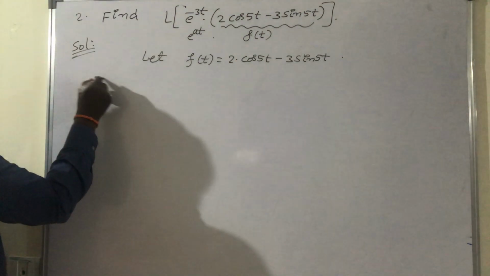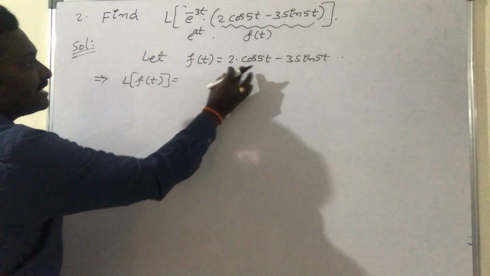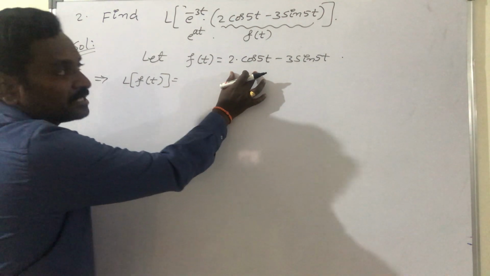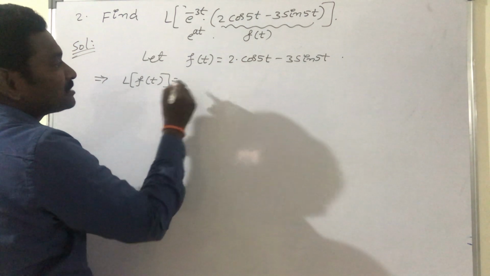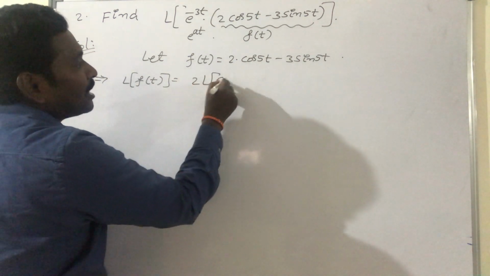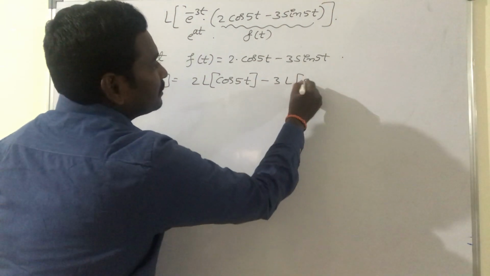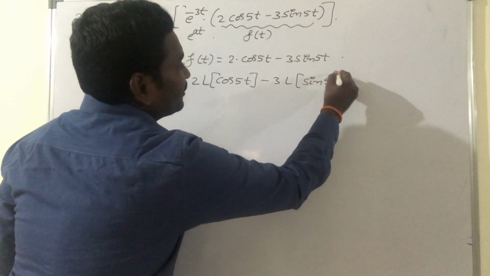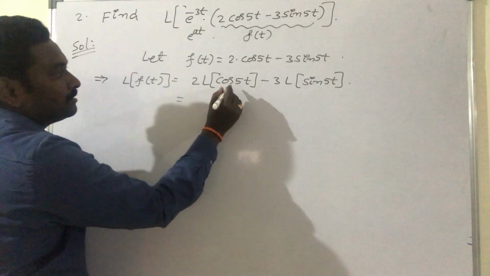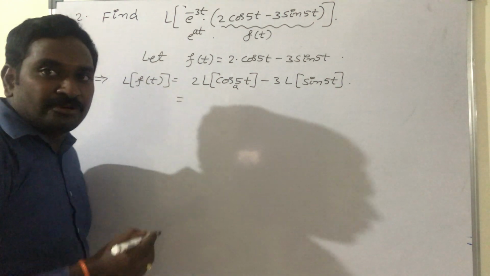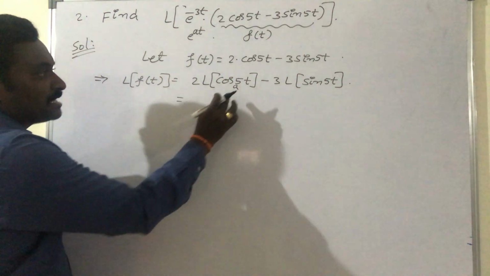Find the Laplace transform. So L of f of t is equal to, in the right hand side, directly split the terms by using the linear property, because the two terms are in subtraction. So 2 is the constant, take it outside from Laplace. So 2 into L of cos 5t minus 3 into L of sin 5t. It is in the form of L of cos at. What is a? 5. Already we know that L of cos at is equal to s by s square plus a square. Replace a by 5.